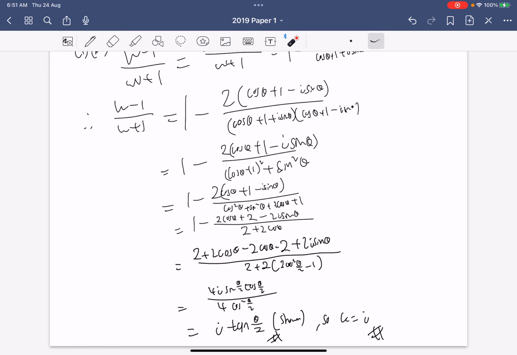And you actually see that many things cancel out. So this part cancels out, this part cancels out. So you're left with 2i sine theta, which you can expand to 4i sine theta over 2 cosine theta over 2. For this part, you can also cancel out because 1 plus cosine theta can be expanded to 2 cosine squared theta over 2, minus 1. And then the 2 will cancel out. So you're left with this. You see that the 4 cancels out and you're left with i. Then this part cancels out. So this part is tangent theta over 2, which is what you want to show. So k is actually equal to i.